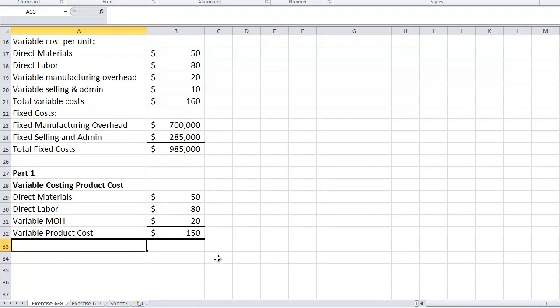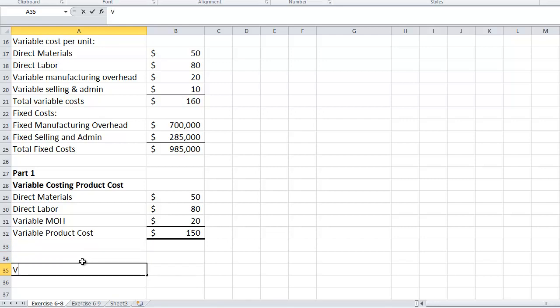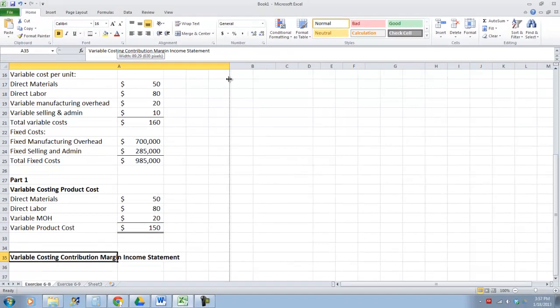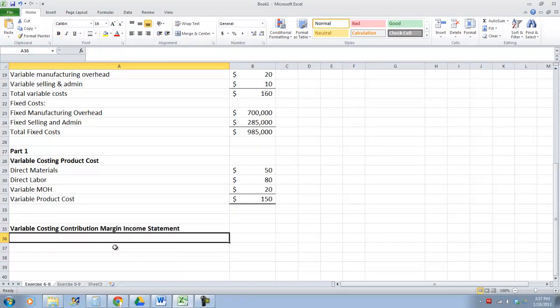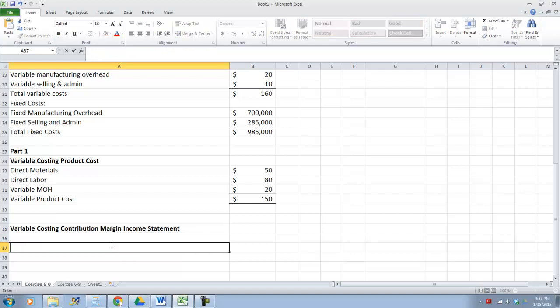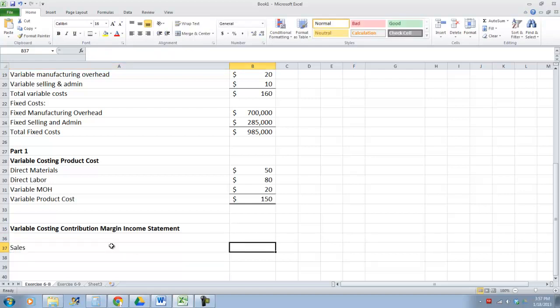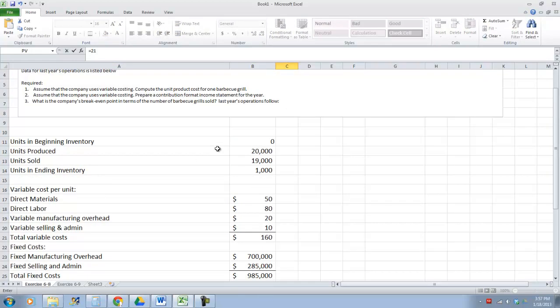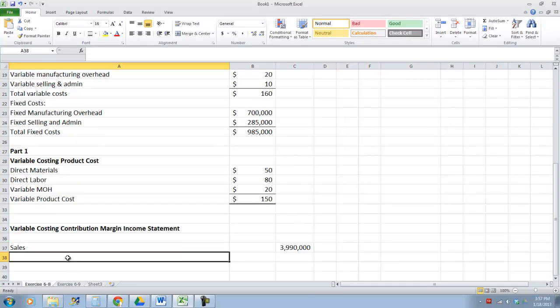The next thing we're going to do is make a variable cost contribution margin income statement. This is similar to the ones that we've made in the other chapters. Okay, so now we need sales, and sales will equal 210, our selling price. It was given in the problem, and we sold 19,000 units.